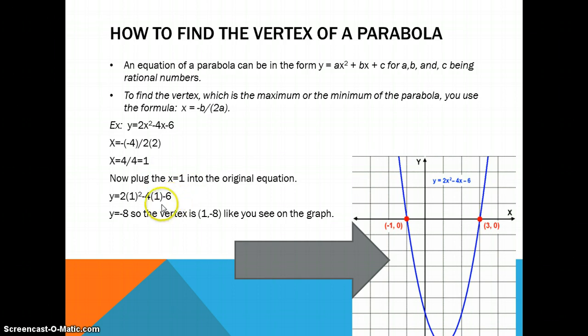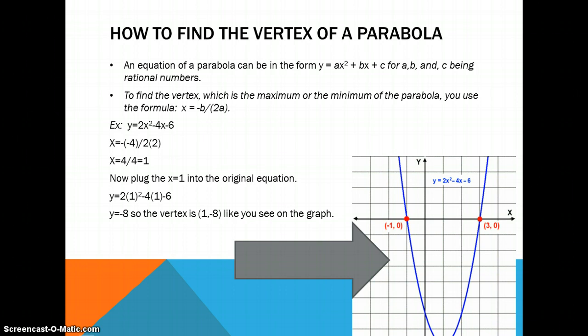So now to find the y point, we plug our x, which is 1, into our normal equation up here. And like you can see, we get y equals negative 8. So the vertex is (1, negative 8). And you can see that on the graph. That's that point all the way down at the very bottom right here. It kind of cuts out a little bit, but it's pretty close to right at the very bottom down here. It'll go a little lower. So that's how to find the vertex of a parabola.